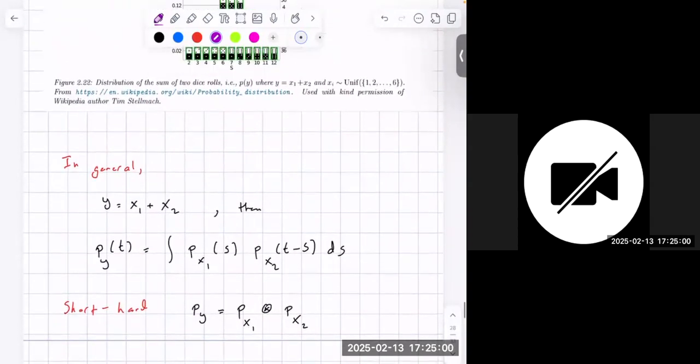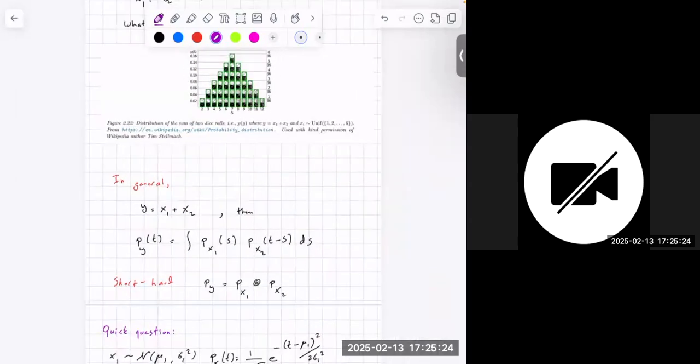It, in general, works like this. This was discrete. The same thing works over discrete and continuous, exact same idea. What do you do? You look at the density of a number, say s, multiplied with the density of t minus s, if you're looking at t, then integrated over all possible numbers s. How does it relate to the picture above?